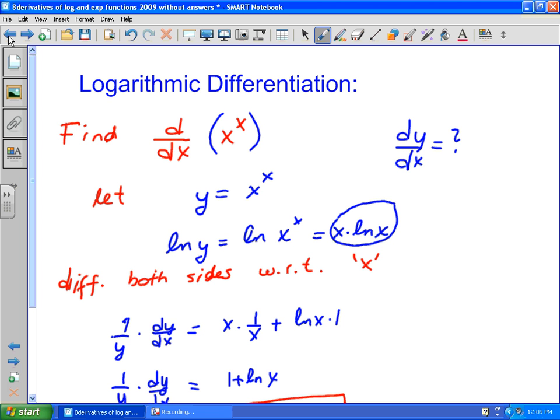Okay, that was the last few items that I want to include in this lesson. So that concludes our lesson on derivatives of exponential and logarithmic functions.